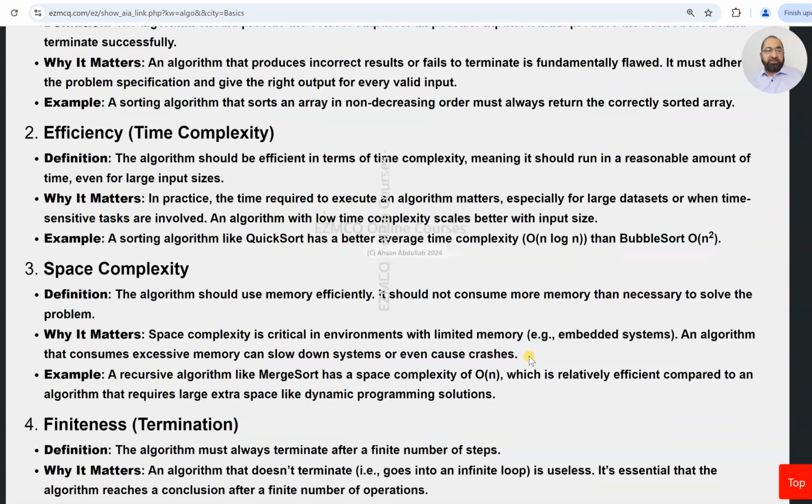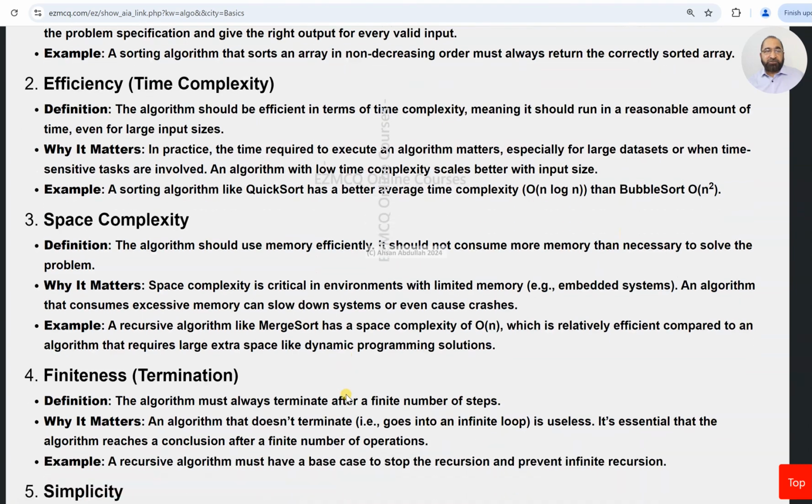For example, quicksort has a better average time complexity of order n log n as compared to bubble sort. Then is the space complexity, the space required, so if it's in place sorting or it requires a separate data structure, then of course the space complexity is important when the size of the problem increases, and it should not consume more memory than necessary. So merge sort has a space complexity of order n, which is relatively efficient as compared to algorithms like dynamic programming, because we need to store the partial results, for example, like the Dijkstra algorithm. So we need to take all of this into consideration, and these are the expectations from an algorithm.